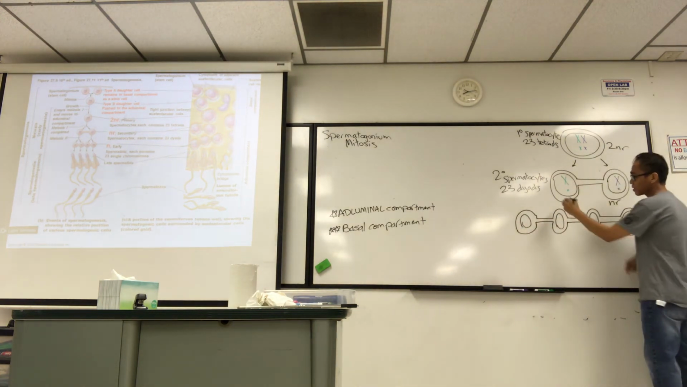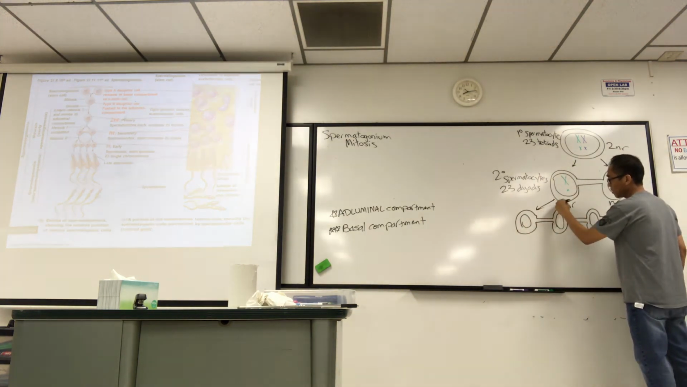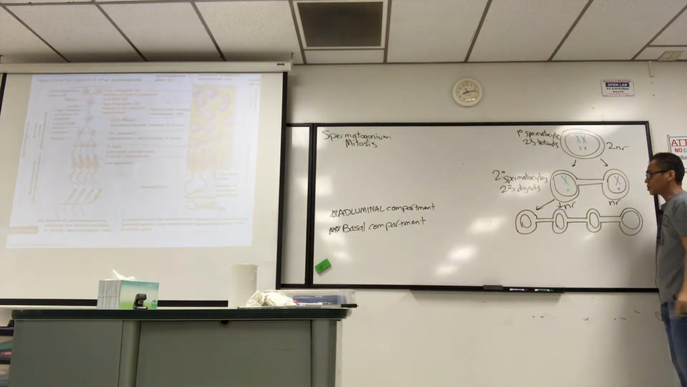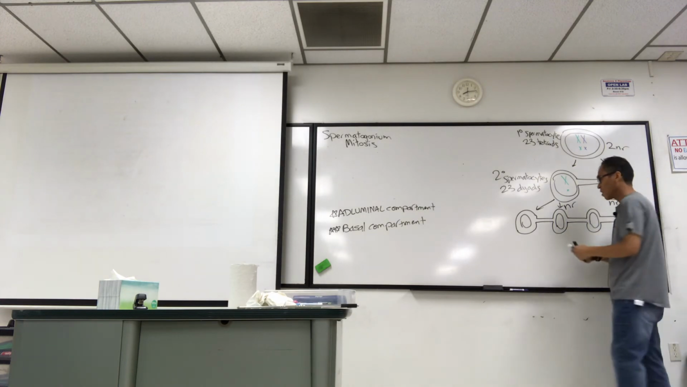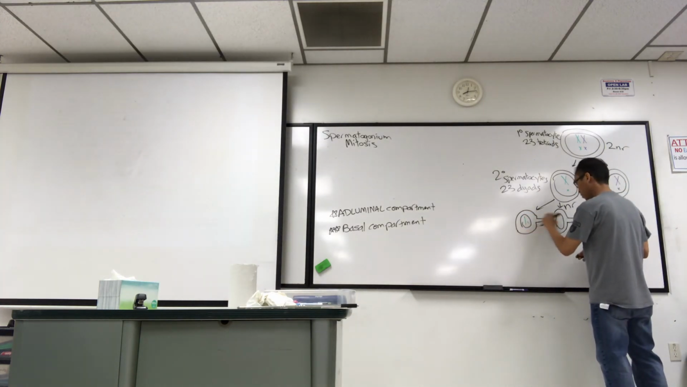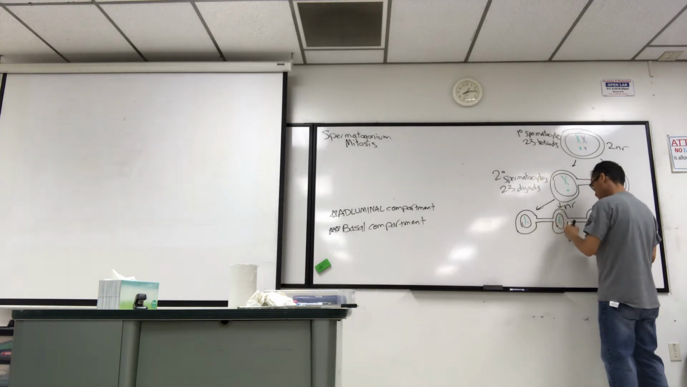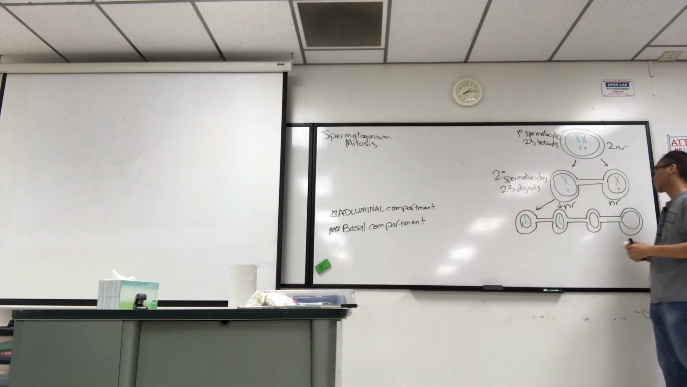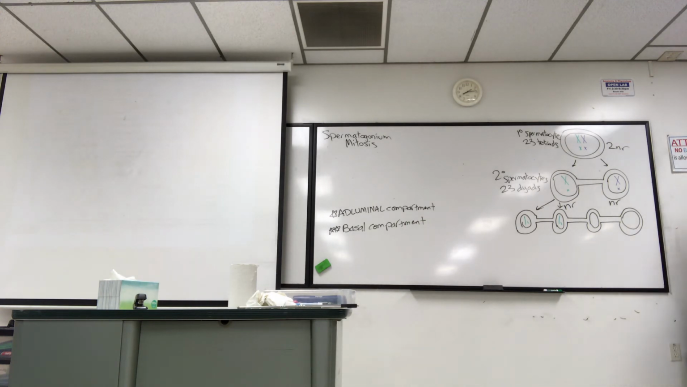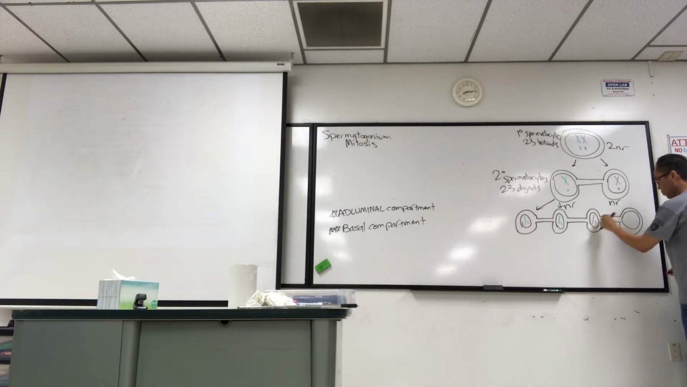Okay, so this cell is going to divide into that cell and that cell. The question becomes, what do you put in each cell? Well, put one long, one short green: long green, short green, long green, short green. And then we're going to put in these two cells: long purple, short purple, long purple, short purple.